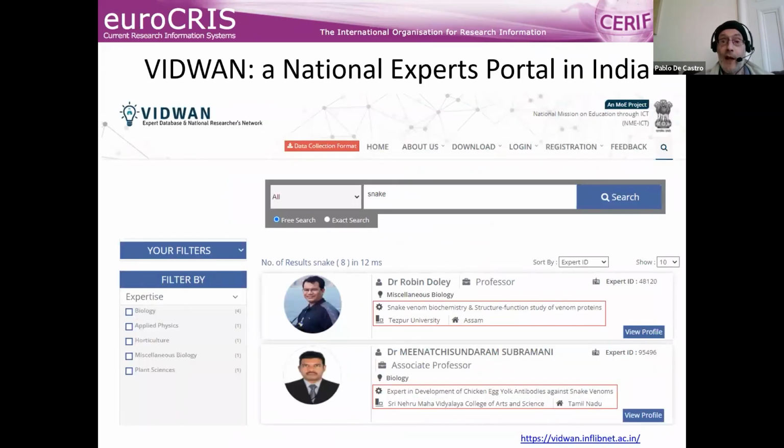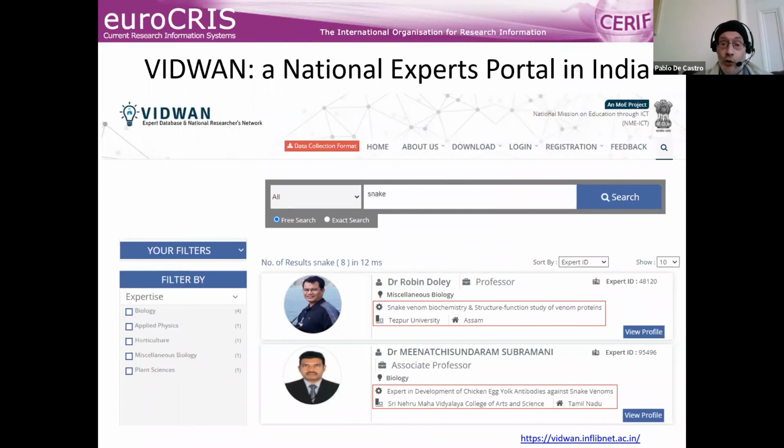in developing countries. Now, I mentioned Vidwan, this national portal for experts in India, the URL as usual at the bottom. You can search by snake here, or snake bite, or snake venom, and find researchers working at Indian universities who are also involved in snake bite related research. There are two of them as a result of the query. One of them is at Tezpur University in Assam, the other one at the Sri Nehru Mahavidyalaya College of Arts and Science in Tamil Nadu. Apologies for the poor pronunciation.